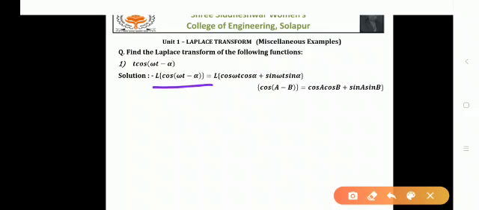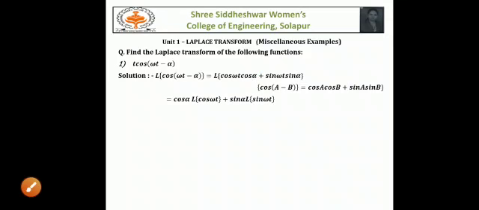Omega and alpha both are constants. So here cos alpha, and in the second term sin alpha, are constant multipliers. So this result can be written as cos alpha into Laplace transform of cos omega t plus sin alpha into Laplace transform of sin omega t. Now here we have to use the standard result for the Laplace transform of cos at and sin at with a equal to omega. So this gives us cos alpha into s upon s square plus omega square plus sin alpha into omega upon s square plus omega square.